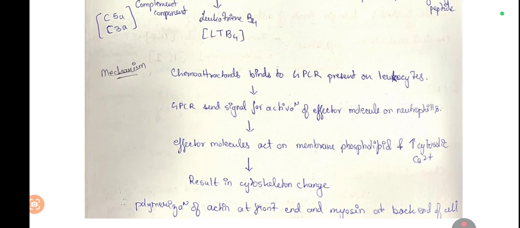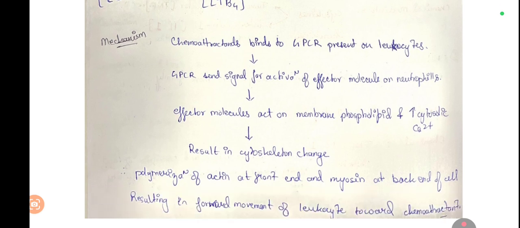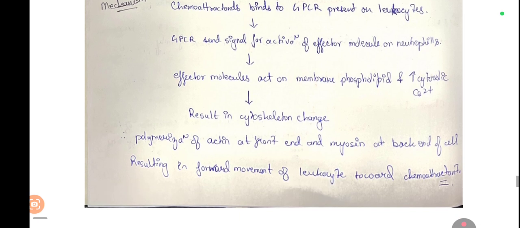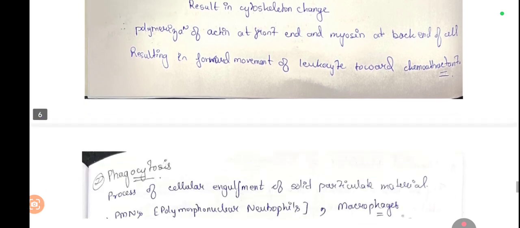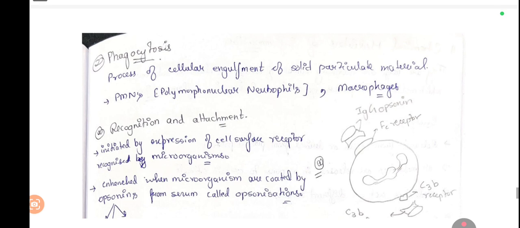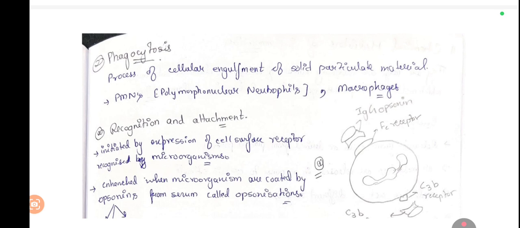Mechanisms of chemotaxis: chemoattractants bind to GPCRs present on leukocytes. The GPCR sends signals for activation of effector molecules in neutrophils. Effector molecules act on membrane phospholipids and increase cytosolic calcium, resulting in cytoskeletal change. Polymerization of actin at the front end and myosin at the back end of the cell results in forward movement of leukocytes towards the chemoattractants.